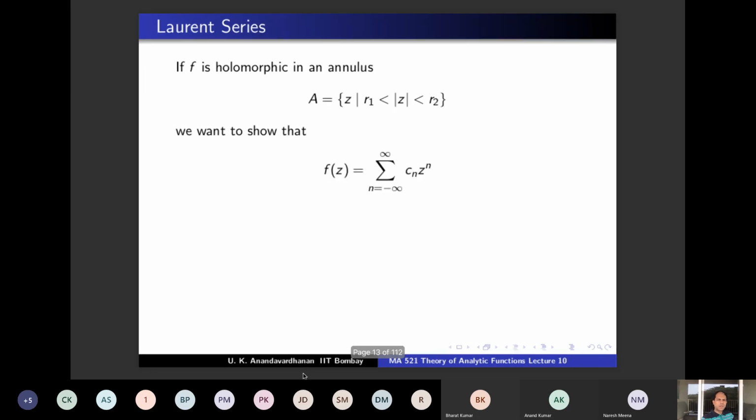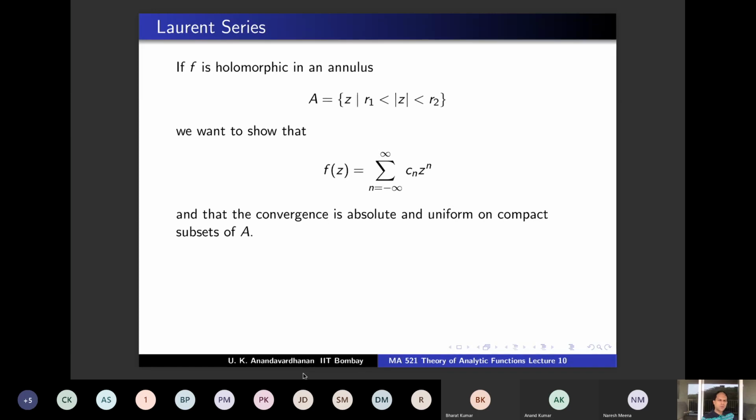And we want to show that f can be expanded as a series. This is not quite a power series because there are also negative terms. So we can expand it around 0 like this. At any point a, it would be c_n (z minus a)^n. And also the convergence is the best kind of convergence. It is both absolute and uniform on compact subsets, as in the case of power series also.